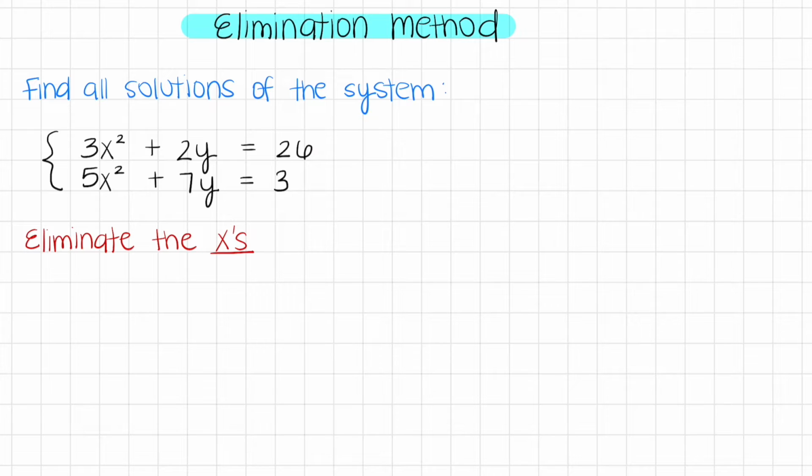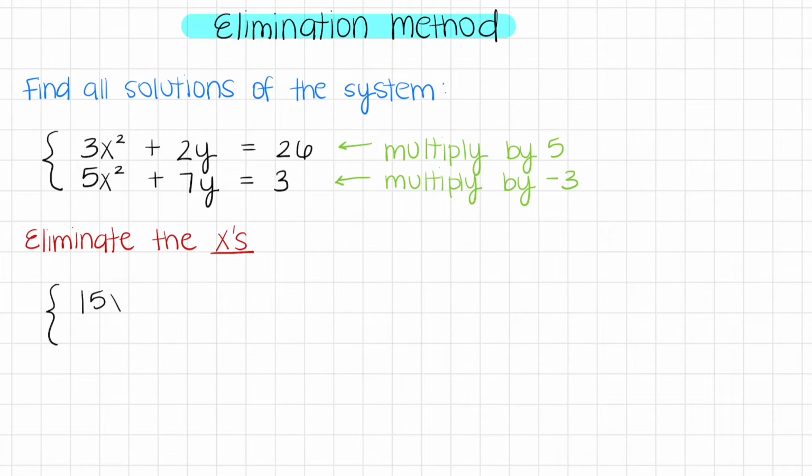cancel those out. But if we're going to multiply any of the terms by a number, we have to multiply the entire equation by the same number. So let's multiply that first equation by a 5, and let's multiply that second equation by a negative 3. So if we do that, we will get 15x squared plus 10y equals 130. And for the second equation, we will get negative 15x squared minus 21y equals negative 9.